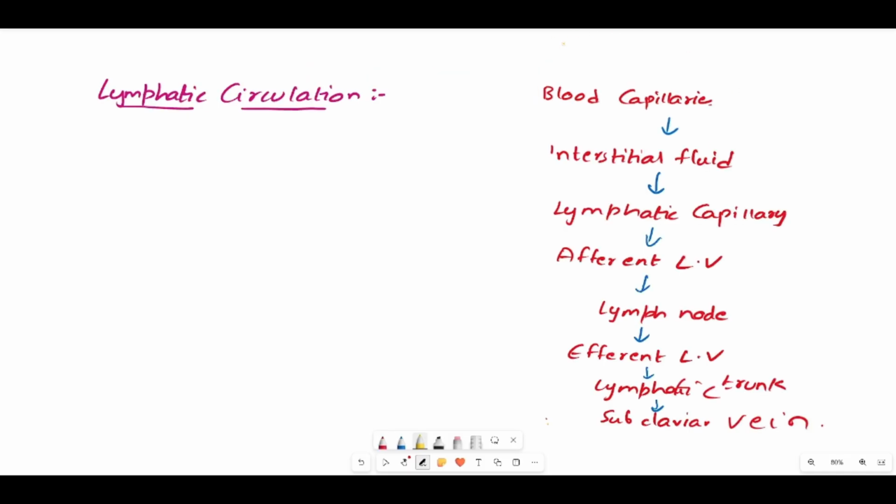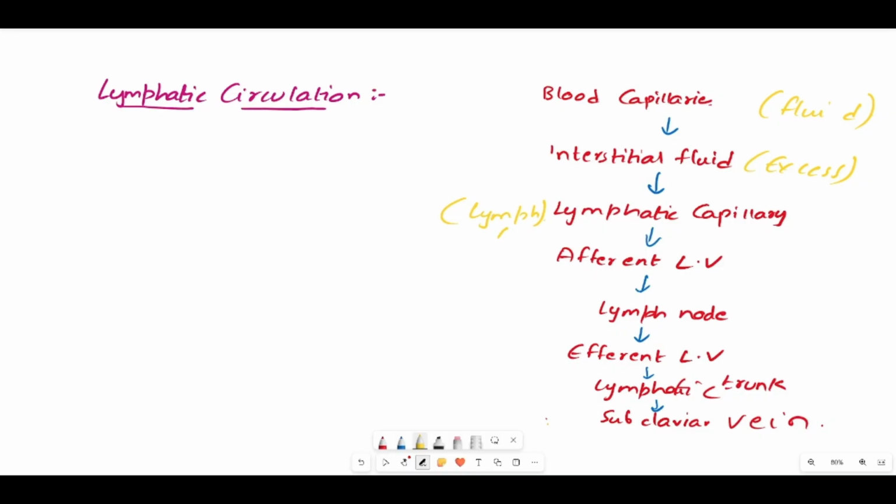So this is the complete flow chart of the lymphatic circulation. Initially, there will be blood capillaries. From the blood capillaries, the fluid will be getting leaked out of those capillaries. Then it finally enters the interstitial fluid. That means the excess interstitial fluid will be entering into the lymphatic capillary. So here in the lymphatic capillary, the interstitial fluid is called lymph.